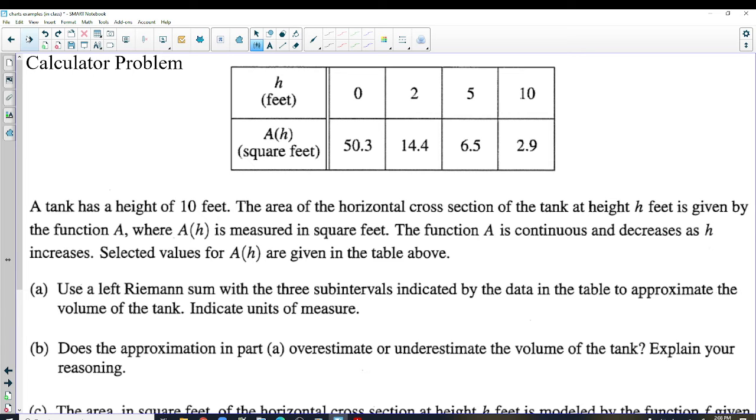Units of measurement. It will overestimate because it's decreasing. I know why it's an over. Well, it starts up here and then it goes down. And we're just doing one big giant.